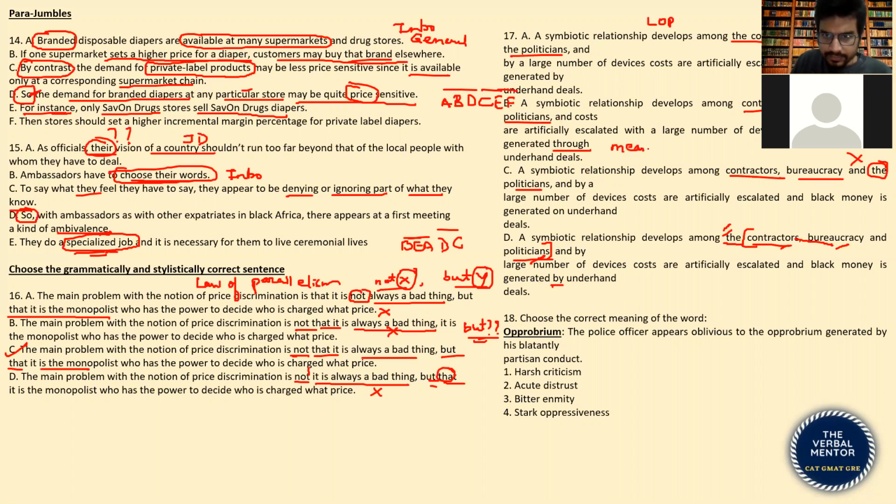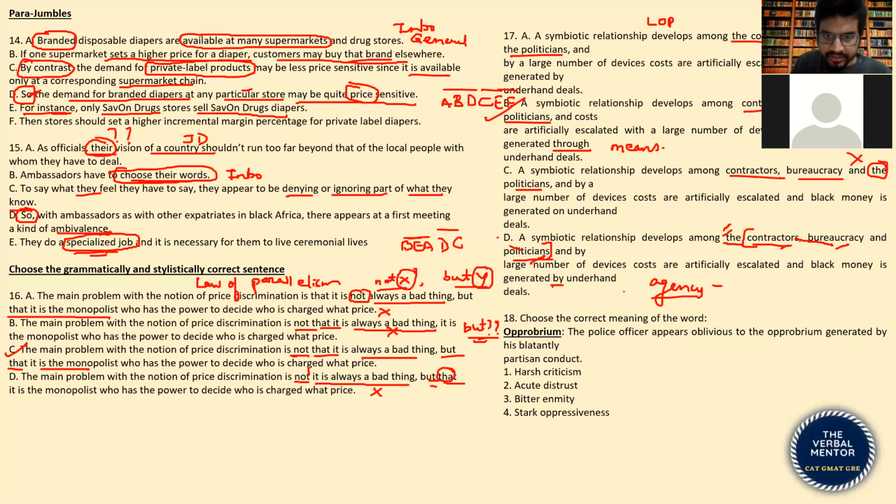Through is used for means, which is semantically correct. By is used for agency, which is semantically wrong here in option D. So the correct answer is option B. Through is used for means, by is used for an agency.